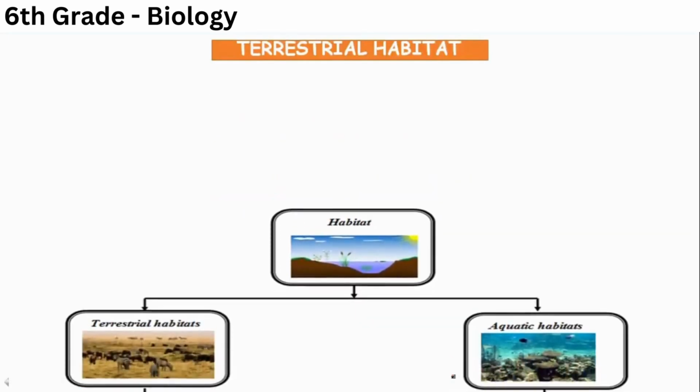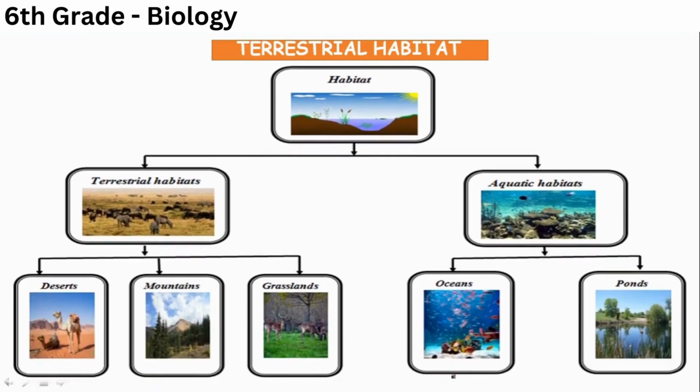And these terrestrial habitats, if you take briefly, the habitat can be broadly classified into two main types, terrestrial habitats and aquatic habitats. Terrestrial means the habitat on land, aquatic means the habitat in water. The terrestrial habitat is again divided into deserts, mountains and grasslands. The aquatic habitats divide into ocean, ponds.